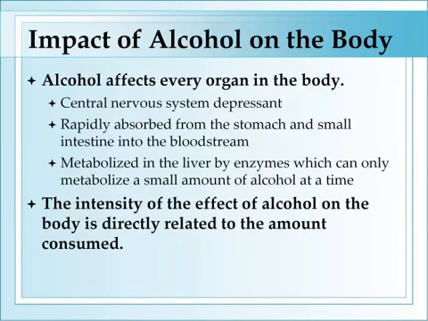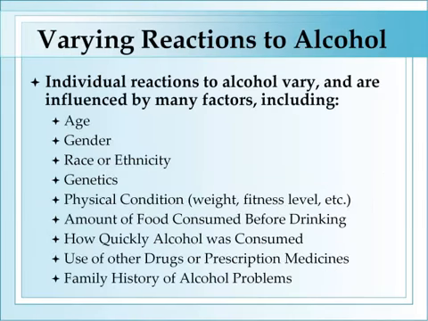We know that alcohol can affect our entire body. It's a central nervous system depressant. It's rapidly absorbed from the stomach and small intestine into the bloodstream. It's metabolized in the liver by enzymes, which can only metabolize a small amount of alcohol at a time. And fairly intuitively, the more alcohol one consumes, the greater the effect. We react individually to alcohol based on our age, our sex, race or ethnicity, genetic factors, our physical condition, how much food we've consumed before or during drinking, how quickly the alcohol was consumed, and the use of other prescription or non-prescription medicines.